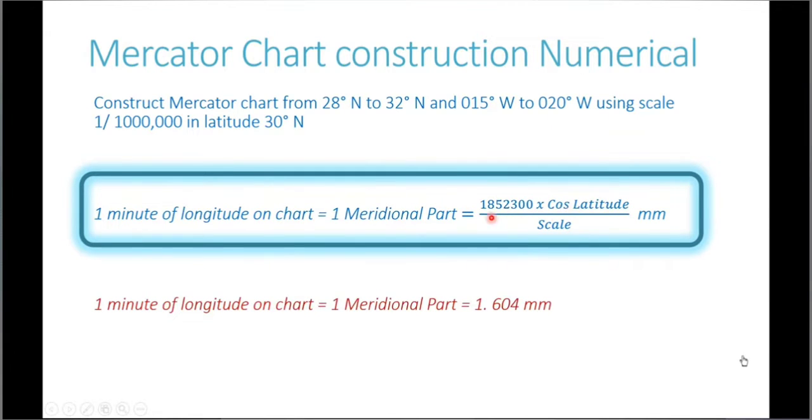So if you put these values, 1852300 multiplied by cos of 30 degrees, which is our latitude, and divided by the scale, which is 1,000,000, you will get this value of 1.604 millimeters. So we get a value on this particular chart. 1 minute of longitude is going to be 1 meridional part. It will be 1.604 millimeters.